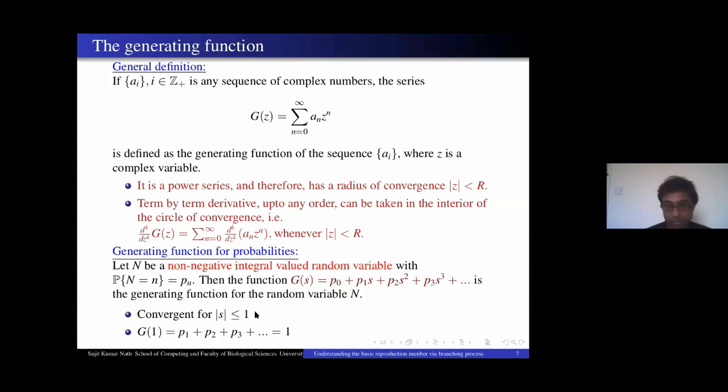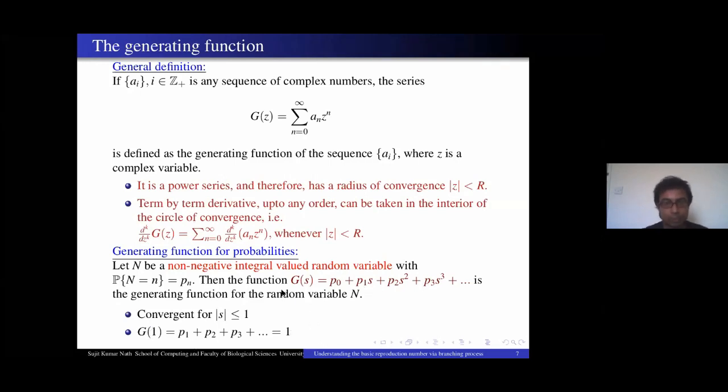It is a real power series, so this will be a real number, so it is basically an interval of convergence, you can say. So when mod s is less than or equal to 1, this power series converges. And it is very easy to understand that if I put s equal to 1 in this series, then g(1) will be basically the summation of probabilities, p0, p1, p2, p3, etc., the sum of all the probabilities, which must give 1. So g(1) is equal to 1.